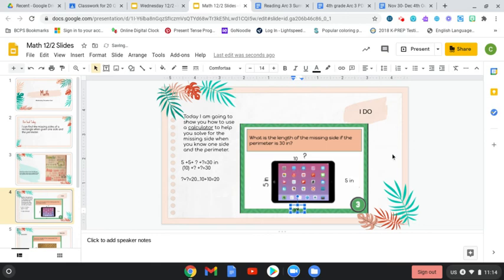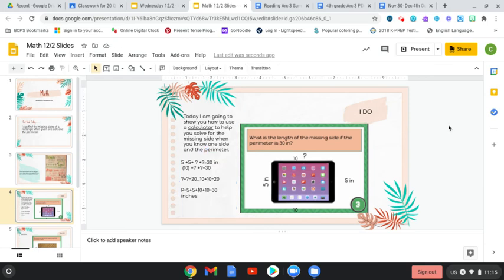Okay? Now, I know that perimeter means I have to add all the sides together. So let's see. P equals, let's take our two 5 sides. 5 plus 5 plus, and I said those other two were 10, plus 10. And I know that that does give me 30 inches. So I know that the missing side length is 10 inches.